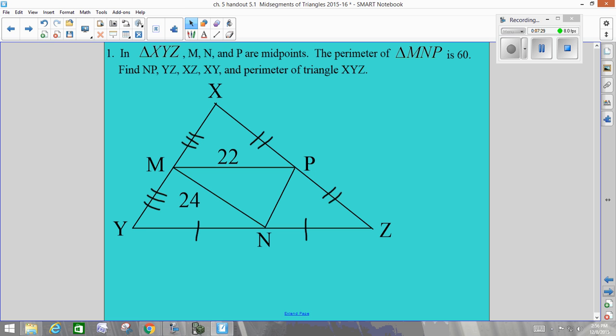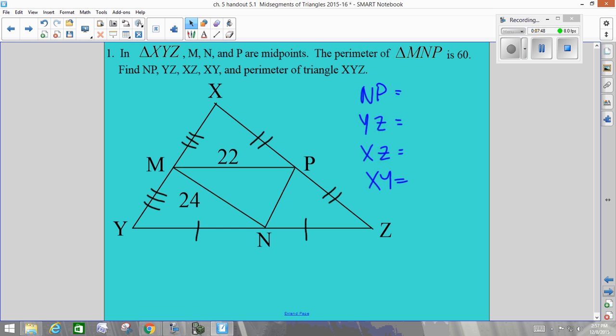We need to find NP, YZ, XZ, and XY. I want to find all 4 of those. You only have 2 listed, but I want to find them all. Anyone come up with any answers?